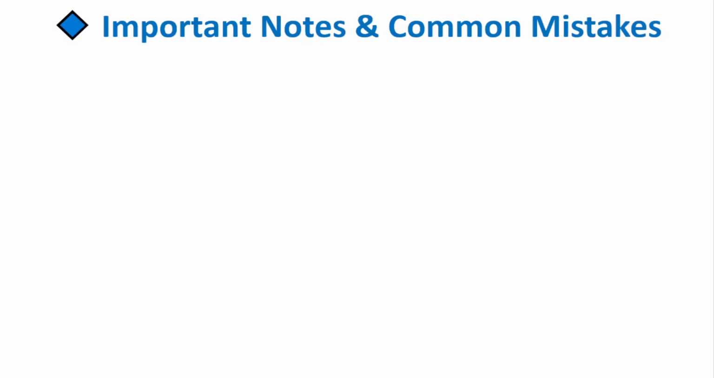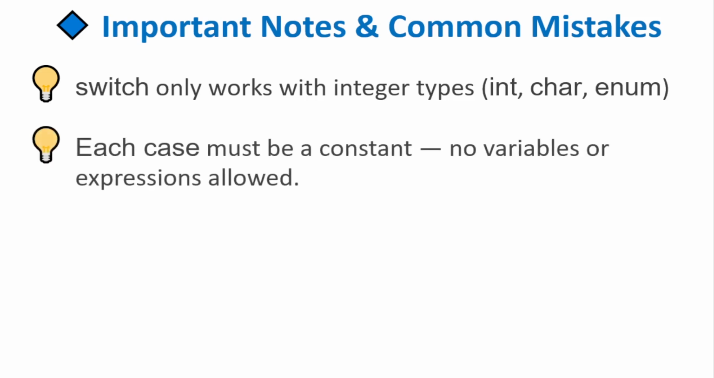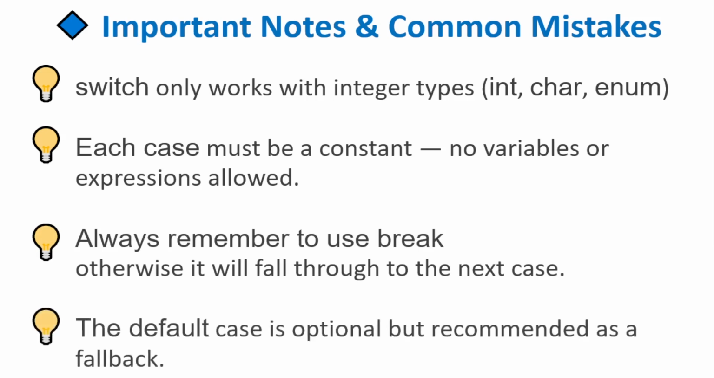Important notes and common mistakes. Number 1, switch only works with integer types: int, char, enum. No float, double, or string. Number 2, each case must be a constant, no variables or expressions allowed. Number 3, always remember to use break, otherwise it will fall through to the next case. Number 4, the default case is optional but recommended as a fallback.